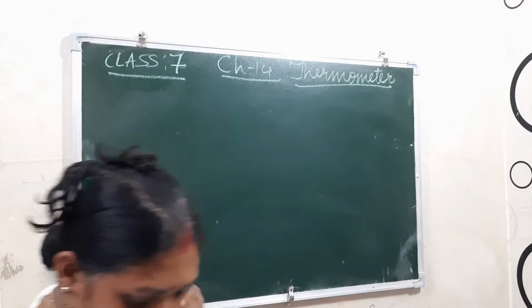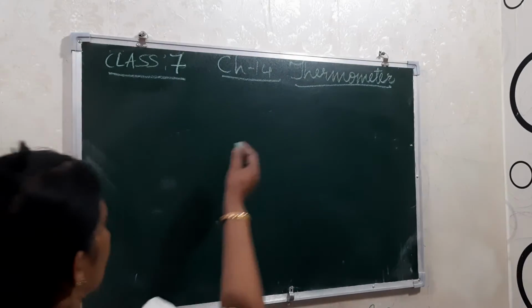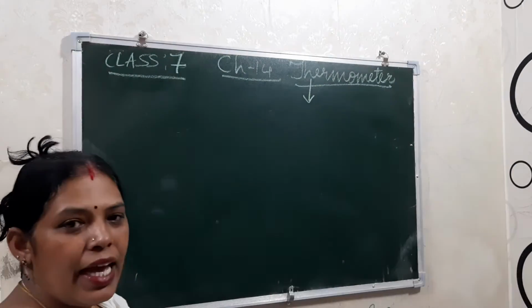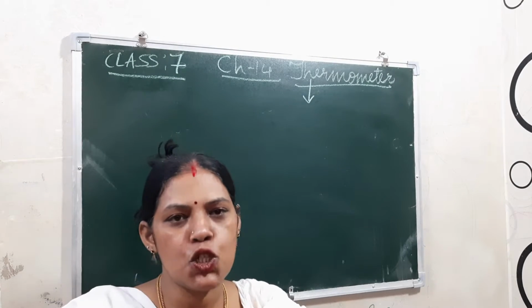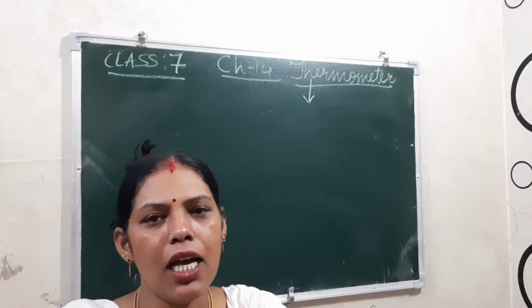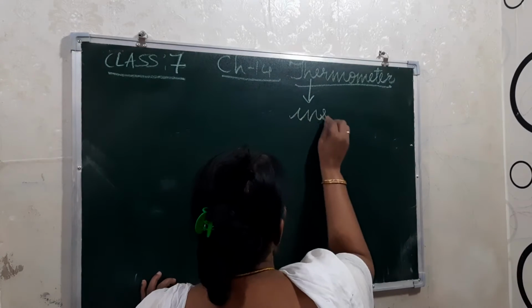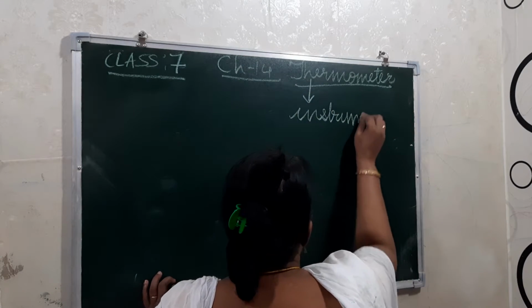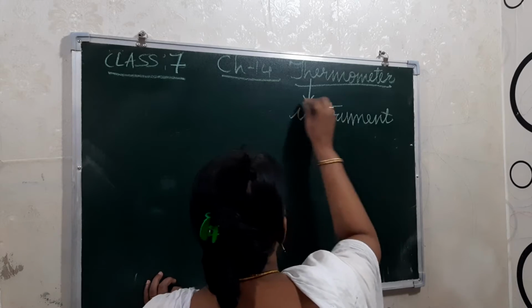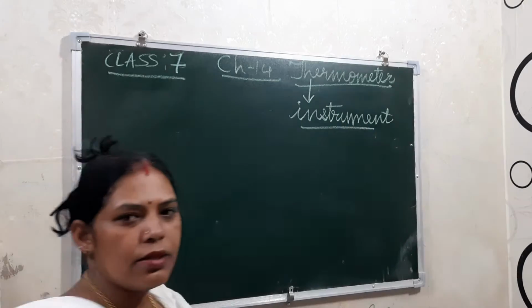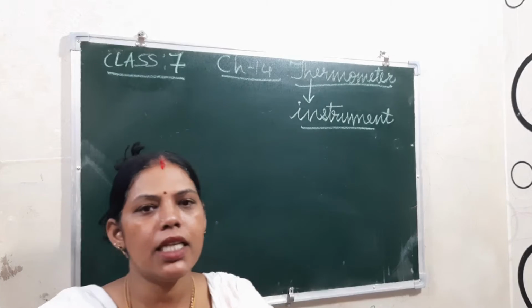Okay, thermometer. Here, see, children, what is a thermometer? Actually, a thermometer is an instrument used to measure temperature. Okay, an instrument used to measure temperature. And mainly two types of thermometers are used.